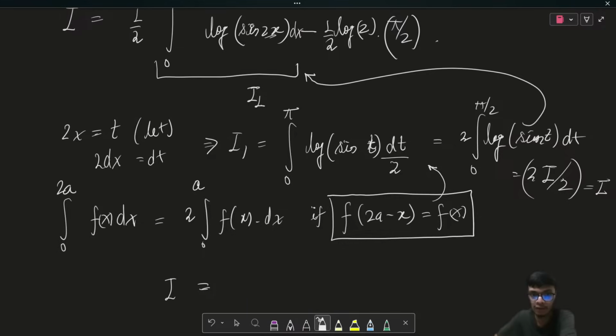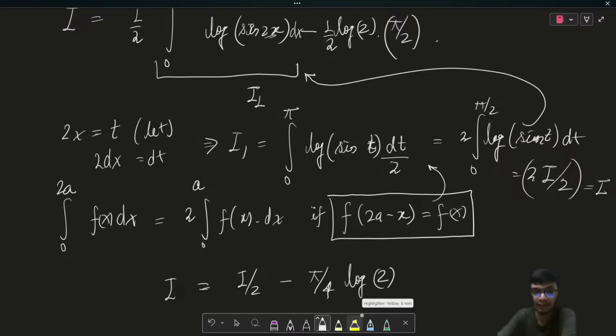Therefore, now I1 becomes I, right? So therefore, I is equal to I by 2 minus pi by 4 natural log of 2, right? So I will have this expression over here, right?